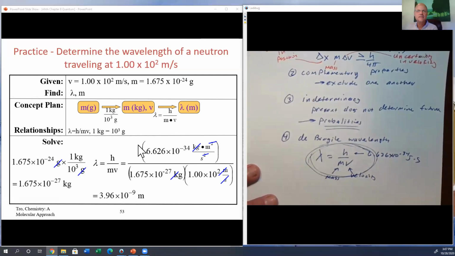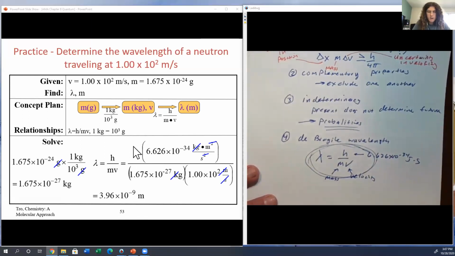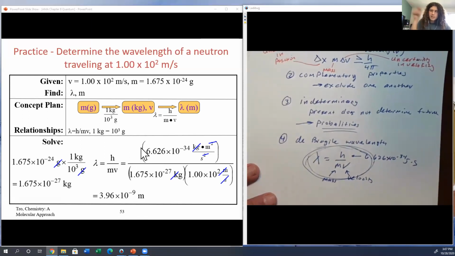Oh, you guys like this? Instead of working it out by hand? Huh. Okay. It's clean with the crosses. It's clean with the crosses, yeah.